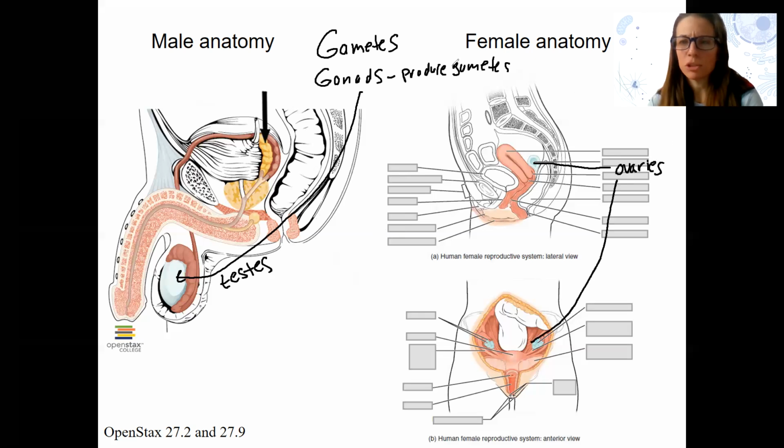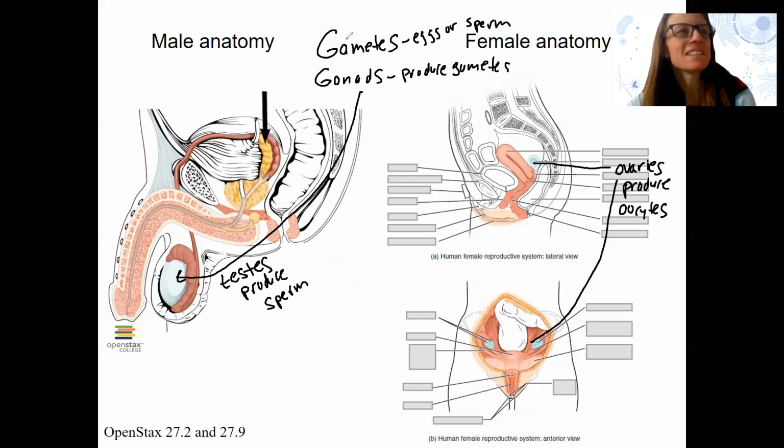Now I'm going to start changing colors in just a moment here. So the testes are going to produce sperm. What is sperm? That's our gamete. Ovaries are going to produce eggs or oocytes, and that's our gametes in females. Gametes are cells that are haploid. They only have one set of chromosomes, so that they can combine with the opposite gamete and make a new genetically distinct child.